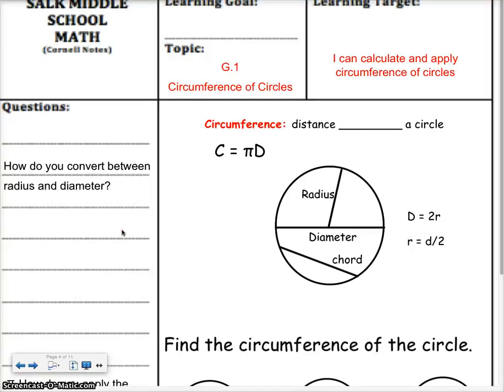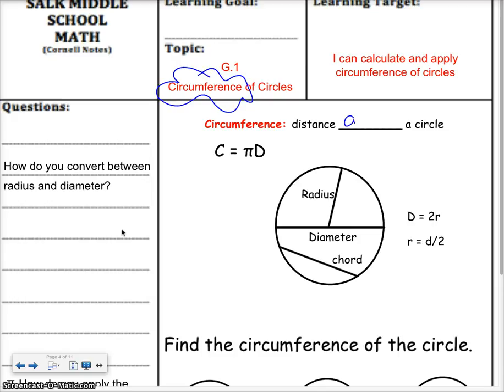Our circle unit, and the first thing we're going to talk about with circles is circumference. So we're going to talk about what circumference is, how to find circumference, how to work backwards given circumference. So your learning target: you can calculate and apply circumference of circles. That includes being able to work backwards.